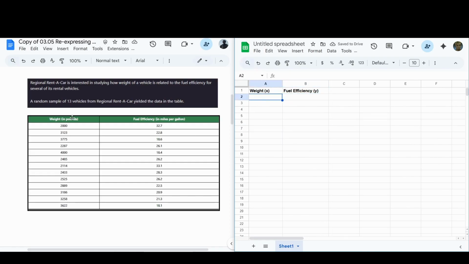So let's begin by just typing in these weights. First was 2000. I've got 3123, 3775, 2287.